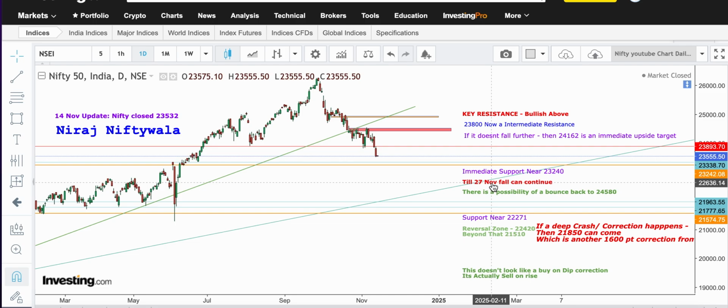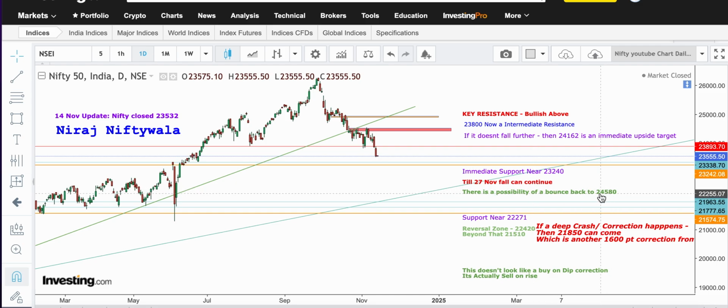This is a probability. I'm not saying this is a surety, this is a probability. So this is basis some scientific calculations which I made. Now, what can happen if there is a bounce back? Then there will be a possibility of bounce back. It can go back to 24580.